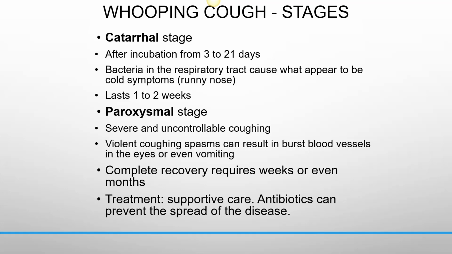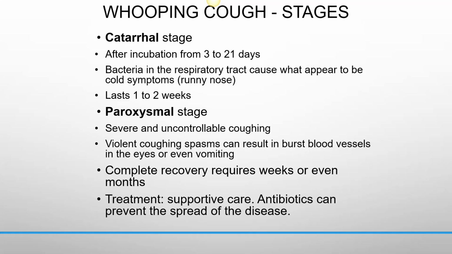And if you remember from previous classes what cilia do, especially in the respiratory tract, cilia are those hair-like projections on the surface of cells that are going to brush debris and brush substances out of the respiratory tract. Well, now you're damaging those structures. So once those are all damaged, you enter into the proximal stage. In the proximal stage, you have severe and uncontrollable coughing. The violent coughing spasms can result in burst blood vessels in the eyes or even vomiting.